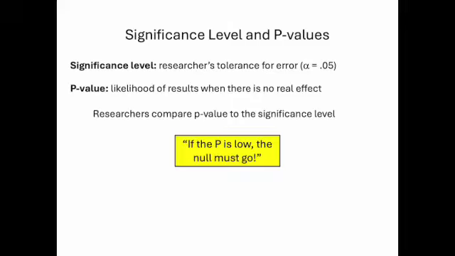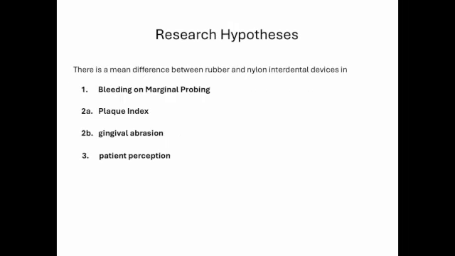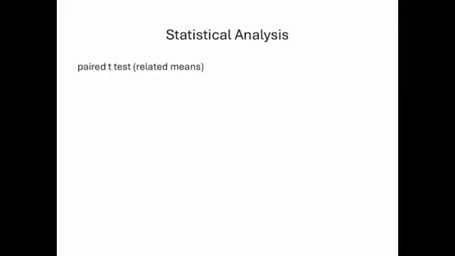If the p-value is less than 0.05, you reject the null hypothesis, which means you have evidence for your research hypothesis. Research hypotheses, they're looking at mean differences. The research hypothesis is that there is a mean difference in all these. The null hypothesis is that there is not a mean difference. The statistical test that they used was a paired t-test. This is a test looking at two means that are related. You have one quadrant, the other quadrant, so you have a pair of scores for each subject.